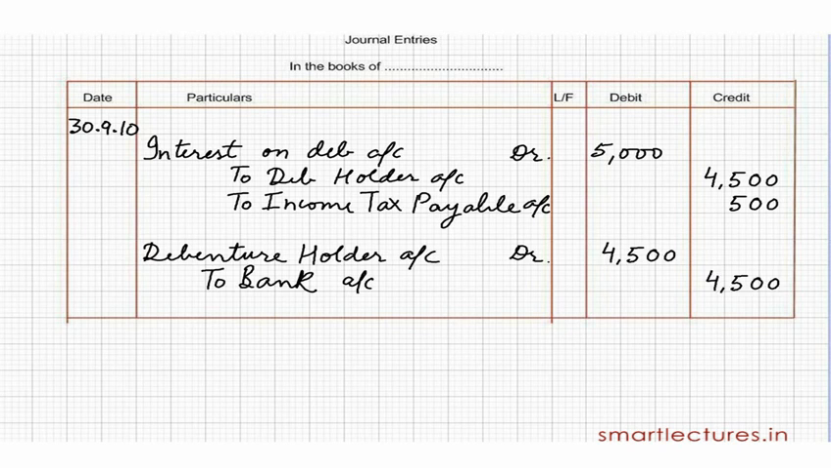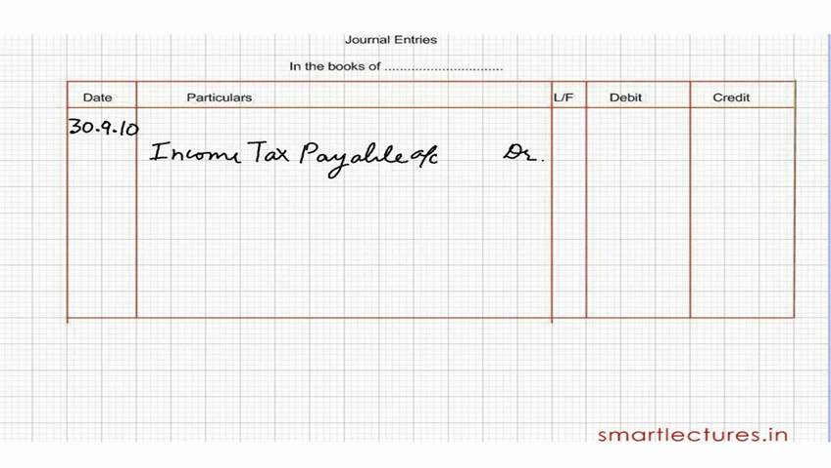Now send the cheque to the debenture holders. Debenture holder to bank 4,500. Now you have to send a cheque to the income tax department. That will be income tax payable account debit to bank account. So you have seen in these journal entries, first of all, we have made the interest on debentures due, then we have paid it to both, the debenture holders as well as the income tax department.